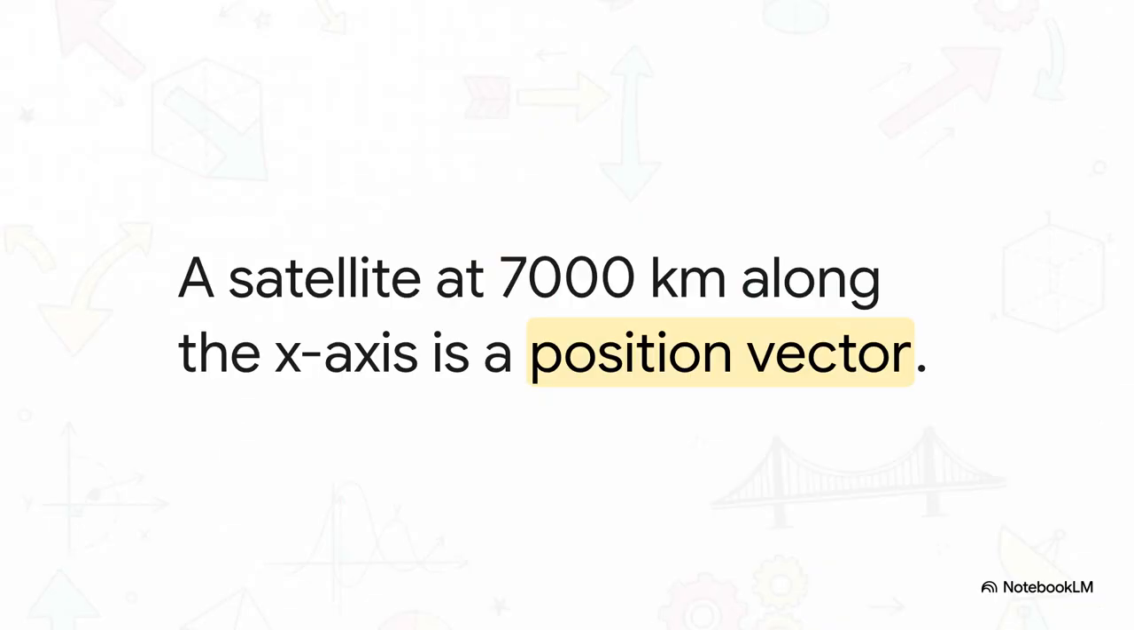Even physical position is a vector. It describes precisely where an object sits in space. Take a look at this position vector for a satellite: 7,000, 0, 0. That tells us the satellite is exactly 7,000 kilometers out along the x-axis with zero displacement on the y or z axes. These rigid position vectors are quite literally the absolute foundation of orbital dynamics and spacecraft navigation.